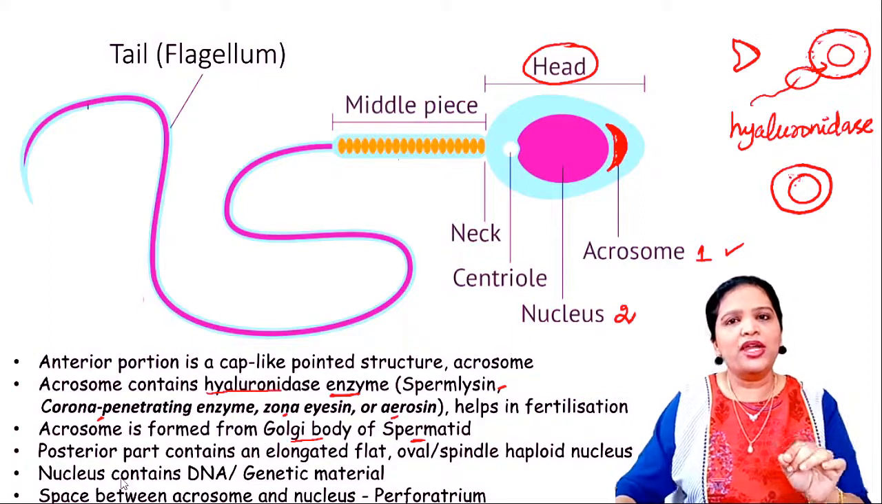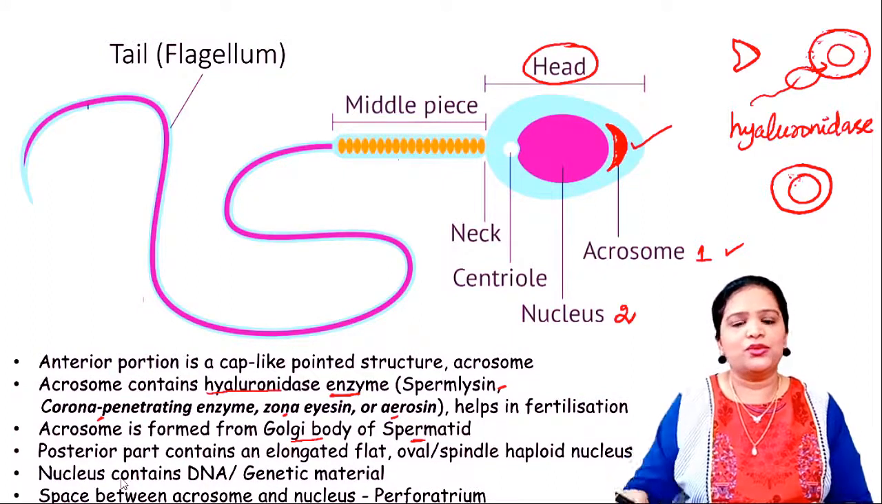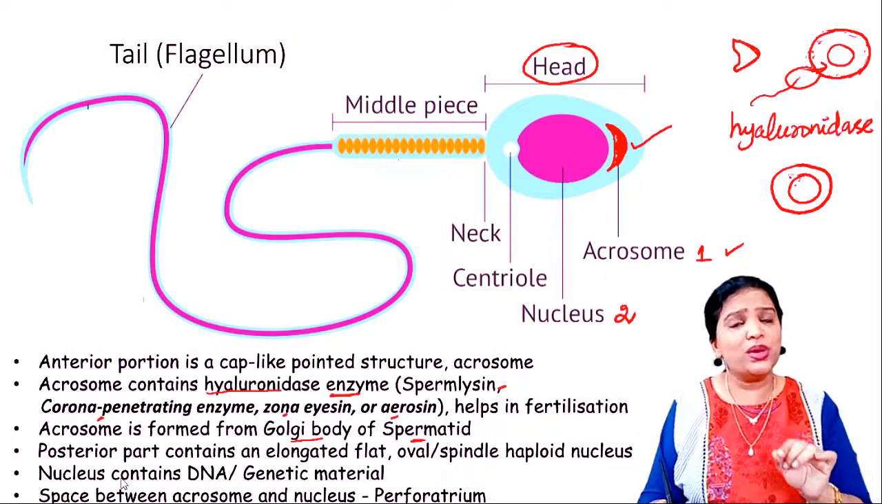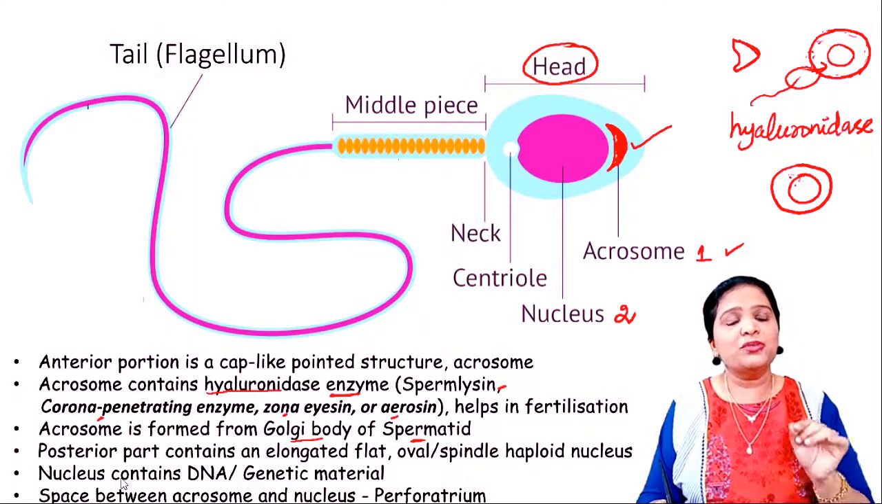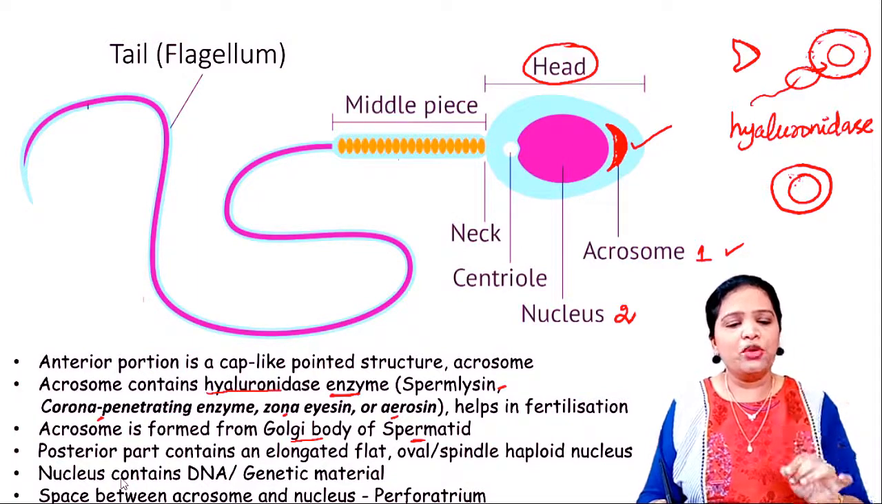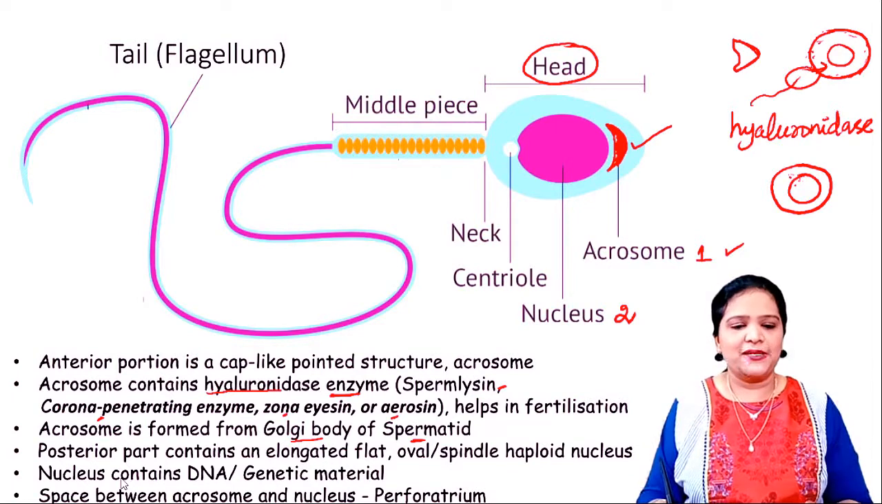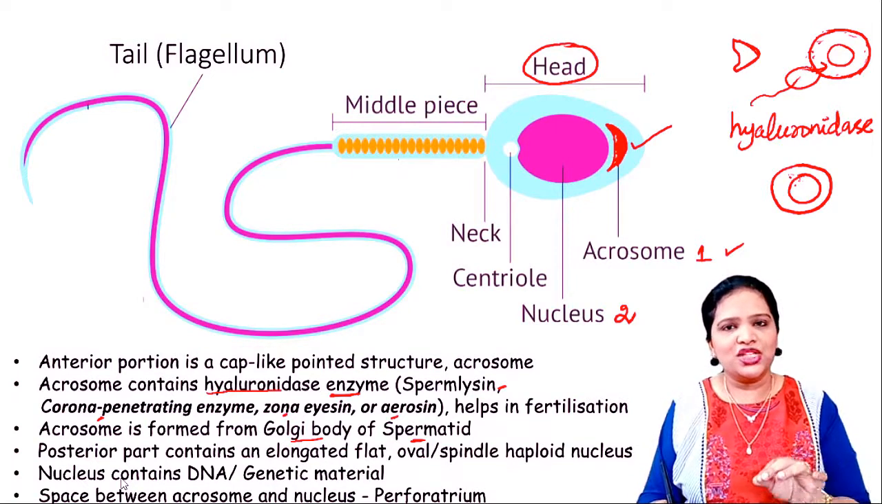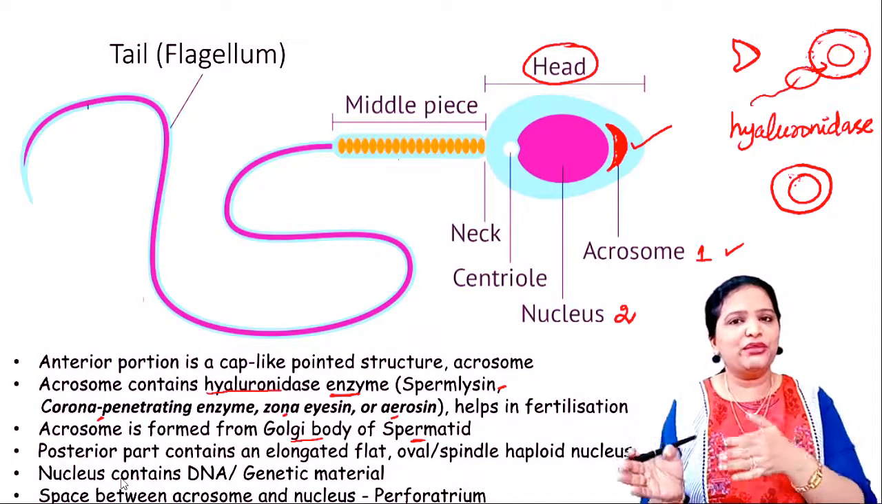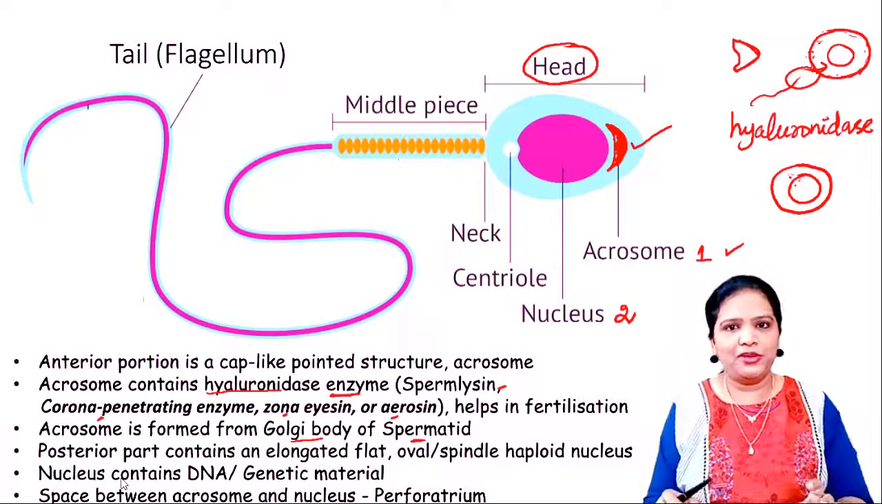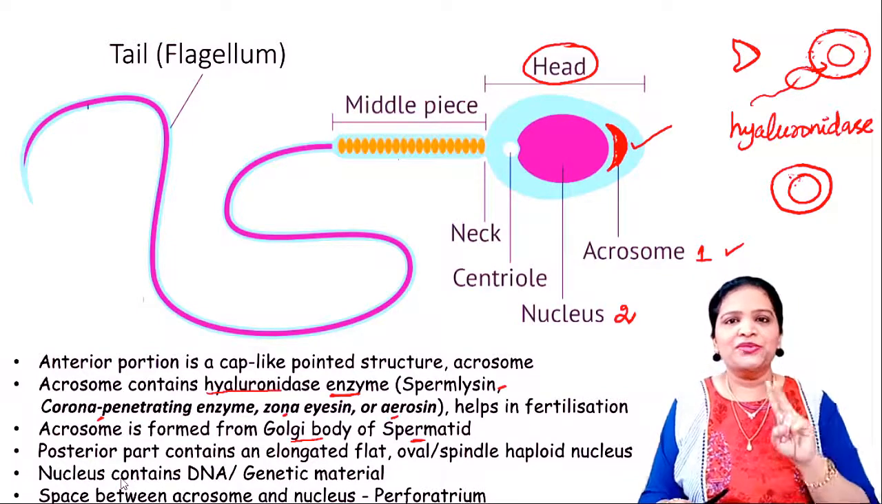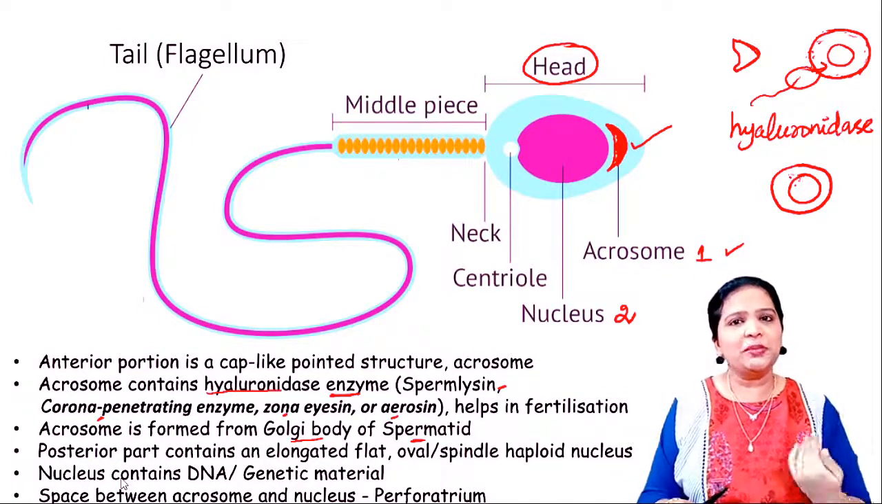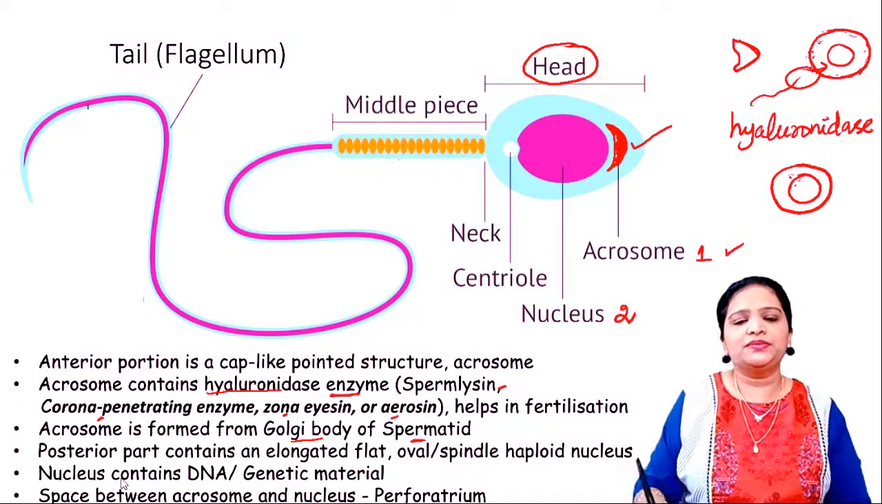This Golgi body becomes this acrosome. Understand? So this is very important, guys. Acrosome is formed from Golgi body of the spermatid. Okay. So these are the structures present in the anterior front part of the head of the sperm. Right. What is present in the posterior part, in the back side of the head?